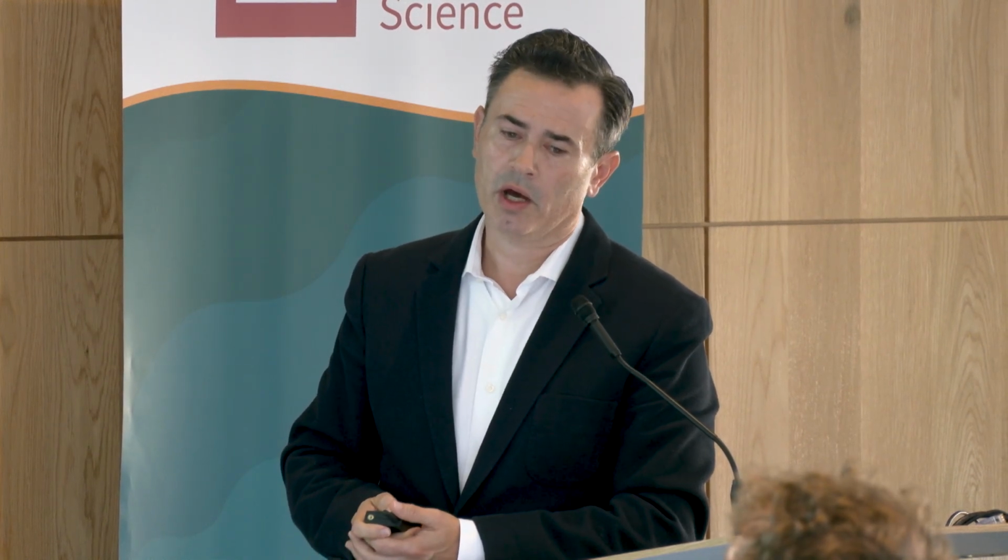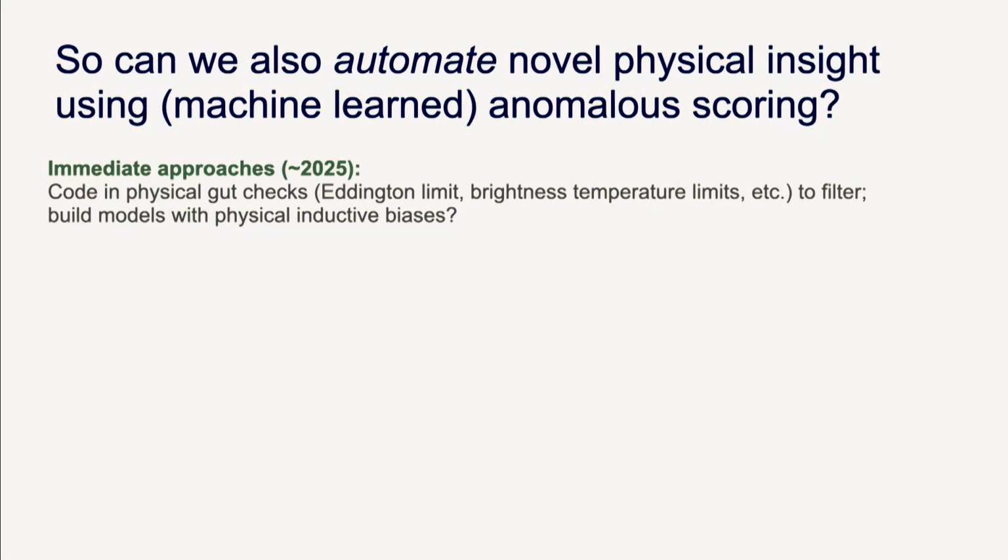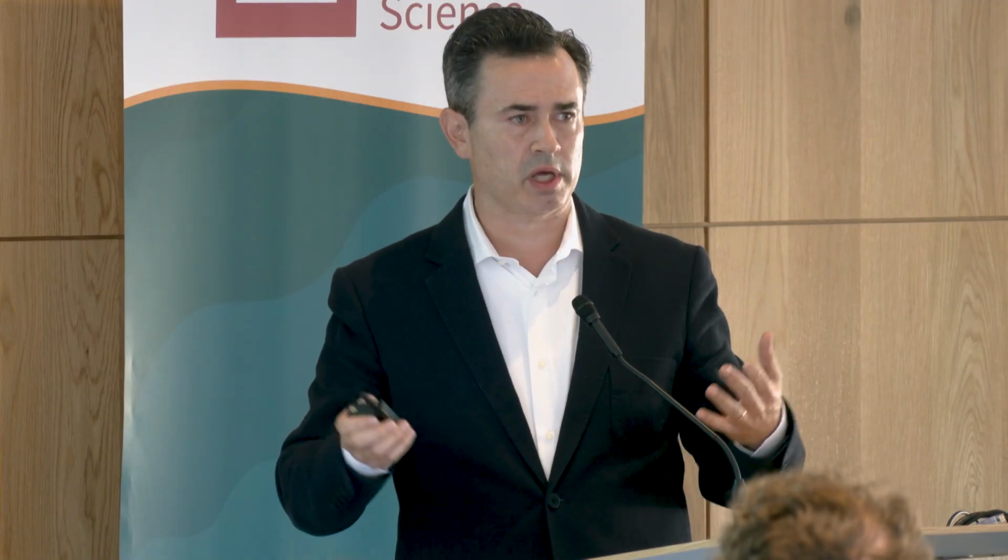So how do we automate novel physical insight in the kind of autonomous scoring that we're going to be building? Well, one could be to build in these physical gut checks. We know there are things like brightness temperature limits and Eddington limits. So maybe we have some crude physics that we fit to all of our anomalies, or maybe we build models with inductive bias from the beginning, so our representations don't allow us to go off into La La Land.